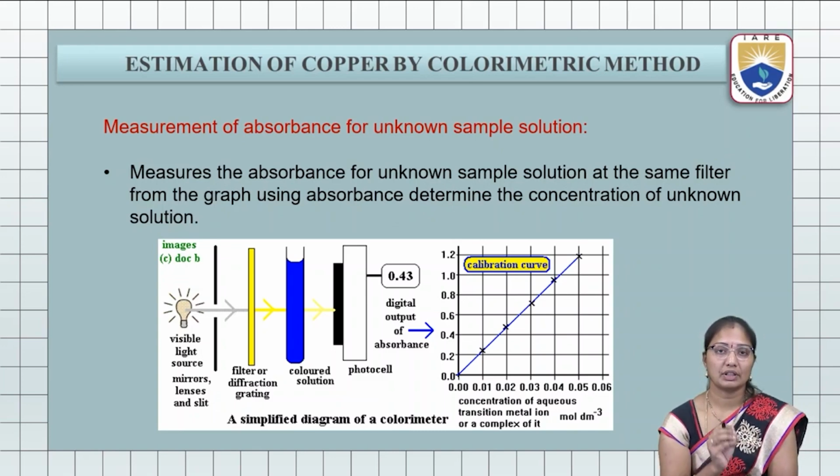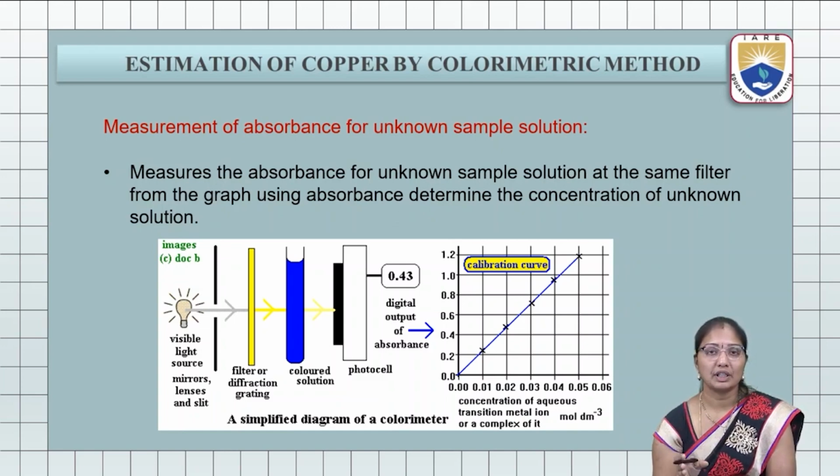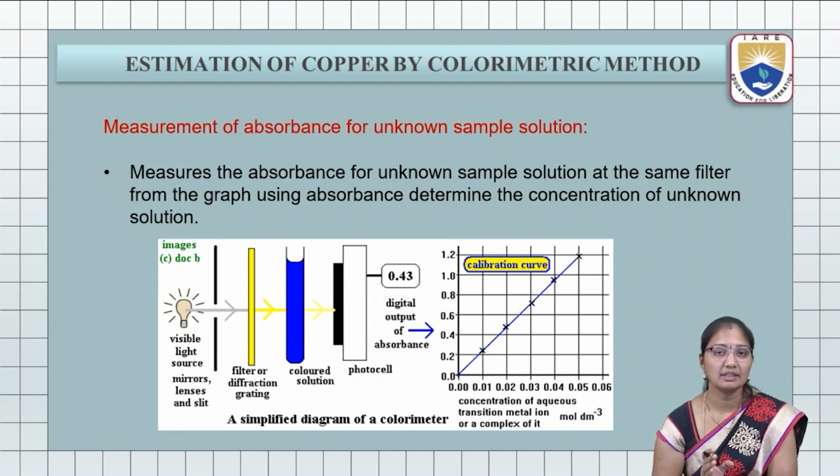wait for a constant value, then take the reading, then throw this solution away and take the other solution. Like if A is completed, move on to B, next to C, like this, C to E, then up to K. We have to take the readings from A to K. After that, we have to take the reading of the unknown solution in the same way.